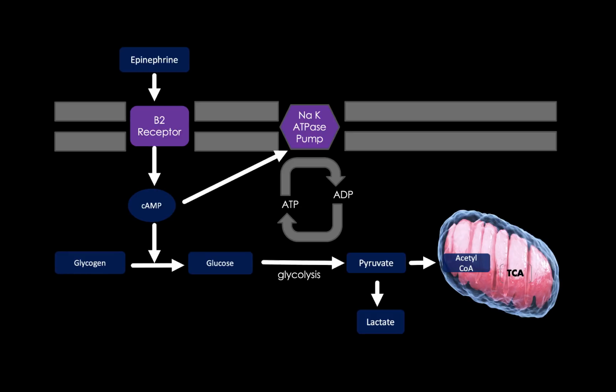Now, even in the setting of adequate cellular oxygen levels, some pyruvate will enter the Krebs cycle and some will be converted to lactate. This process is entirely aerobic, so it occurs because the mitochondria and the Krebs cycle are unable to keep up with the rate of conversion of glycolysis, and not because cells lack oxygen.